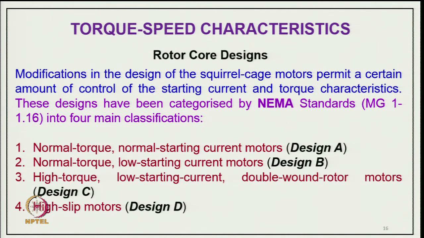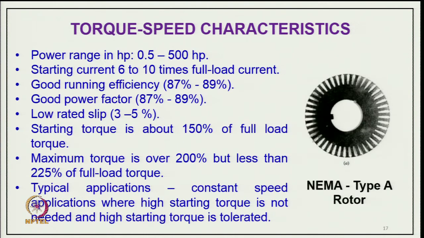So, by modifying the rotor bar and its shape, you can change this characteristic as per the requirement of the application. Coming to rotor core design, modification in the design of squirrel cage motors permits a certain amount of control of starting current and the torque speed characteristic, and these designs have been categorized by NEMA in standard MG 1.16 into 4 categories: normal starting current motors, design A; normal torque and low starting current motors, design B; high torque, low starting current double wound rotor motors, design C; and high slip motors, design D. That is what we call the NEMA types of rotor.